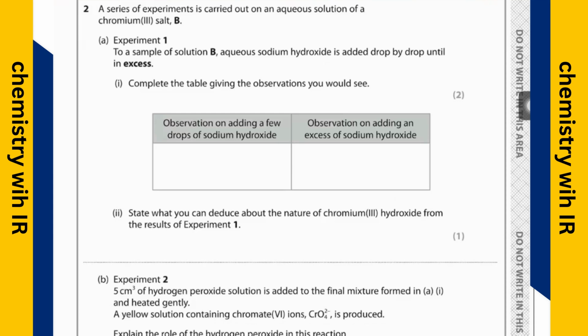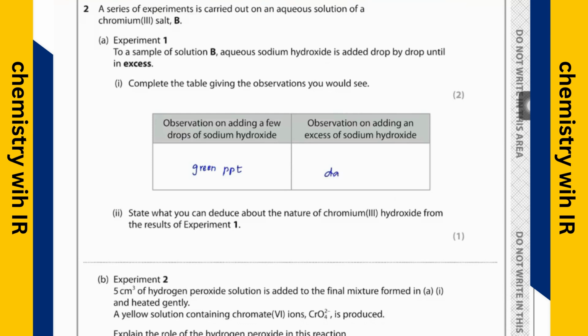So the same question they are asking. We have chromium 3 plus as they have given to you. So when you will be adding few drops of sodium hydroxide, I would see green precipitate for the chromium hydroxide, green precipitate for the chromium salt, and observation on adding an excess of sodium hydroxide.